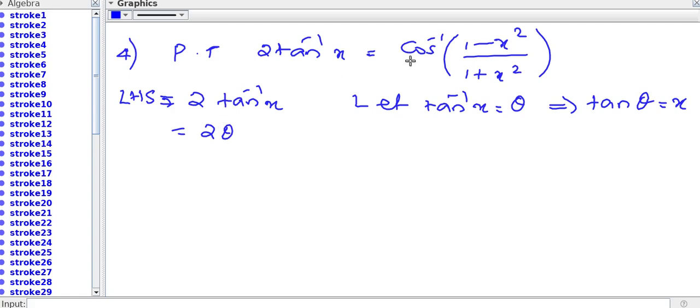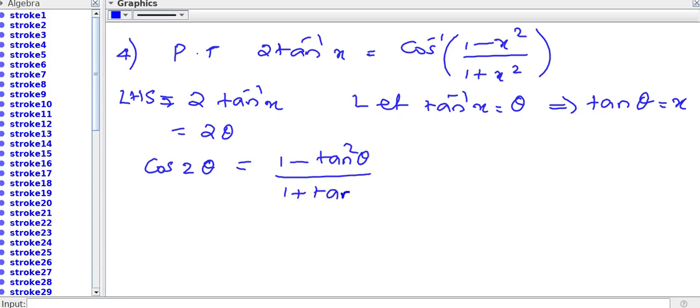Now, as we want the answer in terms of cos, we have to apply cos here. So cos 2 theta. What is cos 2 theta? We have a formula for cos 2 theta. That is 1 minus tan square theta divided by 1 plus tan square theta. Right? So this is 1 minus, what is tan theta? Tan theta is x. So it is 1 minus x square by 1 plus x square. This is cos 2 theta.